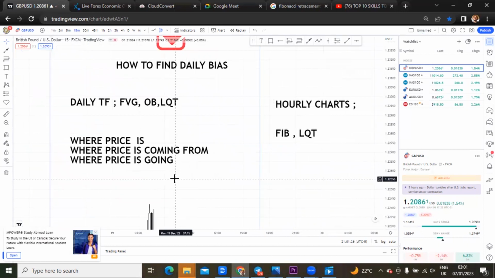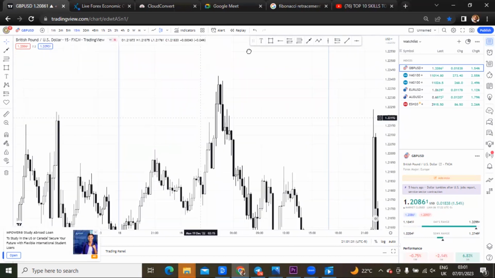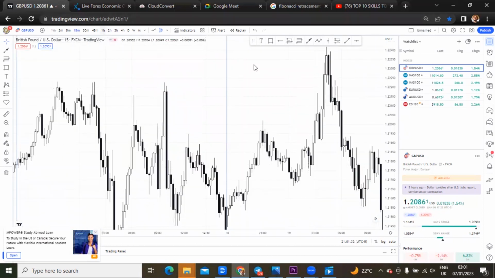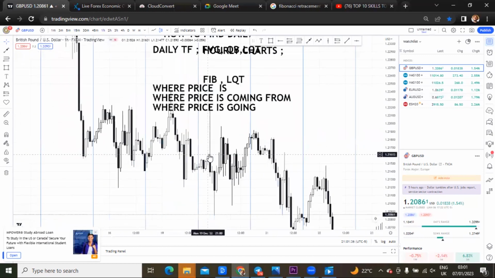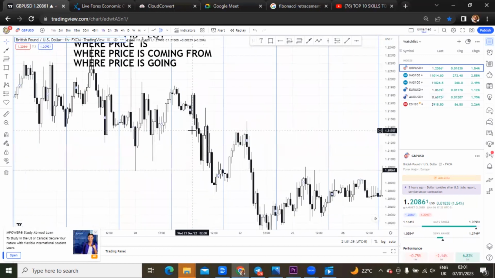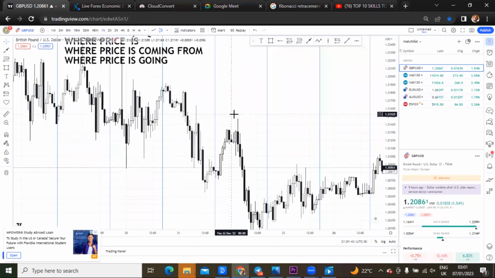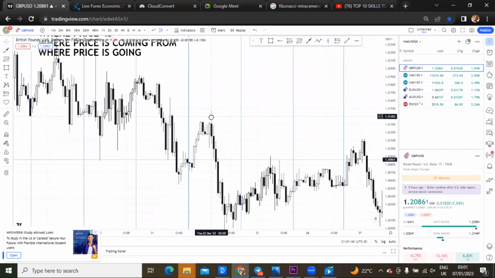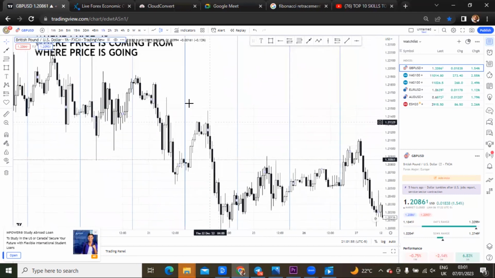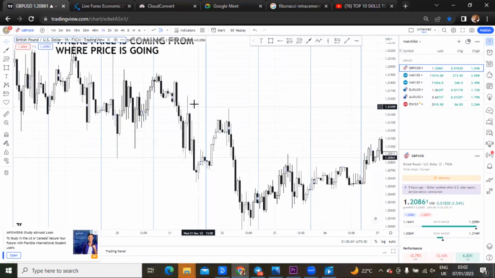So I'm going to go straight to the daily time frame. I'm going to work with a particular day on the chart, a day like this. This is 22nd of December. I'm going to work with this day. All right, so let's see.